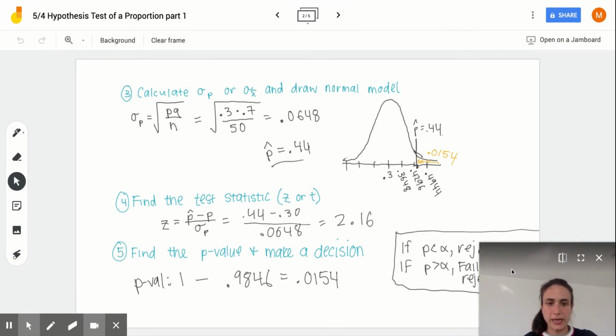Okay, so now that we have that, we're going to make a decision. I know I'm kind of blocking it. Let me see if I can move this. Move myself. Move. Nope.